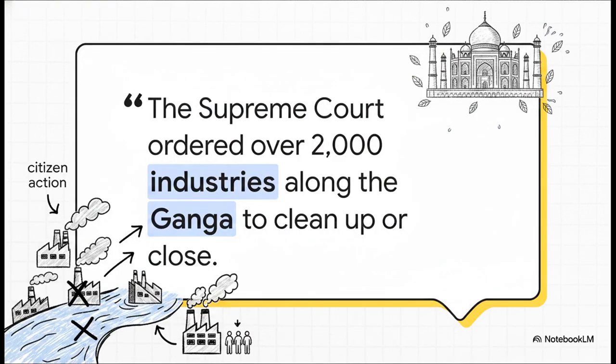But hey, policy isn't just global treaties, it's also local citizens stepping up. Public interest litigation has been incredibly effective. For example, citizen action legally forced the Supreme Court of India to order over 2,000 polluting industries along the Ganga River to either clean up or completely shut down. Similar citizen-led legal actions even protected the soft marble of the iconic Taj Mahal from corrosive industrial emissions. Citizens really do have power.